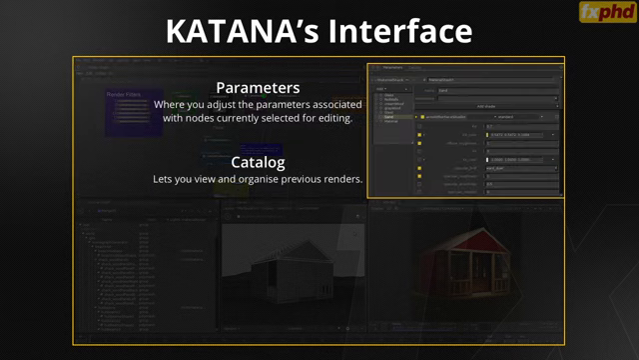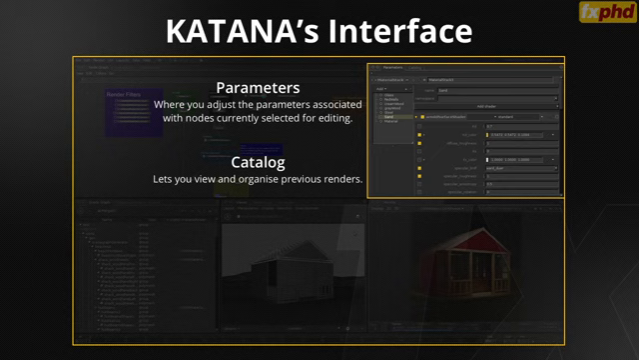Let's jump across now to the right, and on the right I have my parameters and my catalog section. Now my parameters are where you adjust everything in the scene. So if you're coming from a Maya point of view, this is your attribute editor, or if you're coming from a Nuke point of view, this is your properties panel. Okay, this is where we do all of the work. So when we select a tool, this is where we get the gubbins that enable us to edit and adjust it.